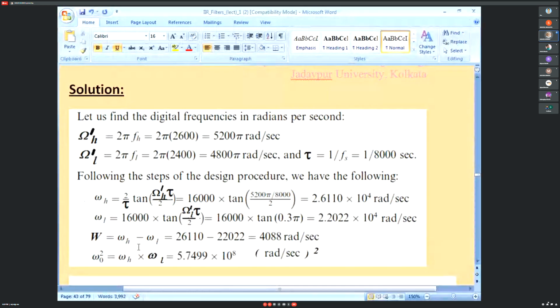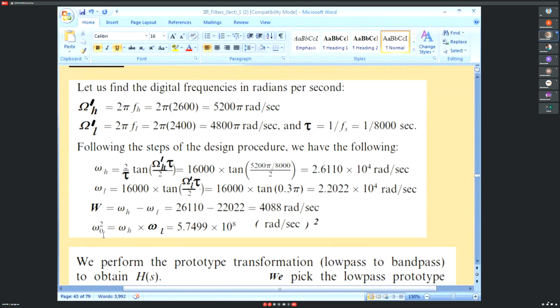What we require is the product of these two frequencies and the difference between these two frequencies. The difference is 4088 radians per second, and the product is 5.75 into 10 to the power 8 radian per second squared. So I represent the difference by capital W and the product by small omega 0 squared.